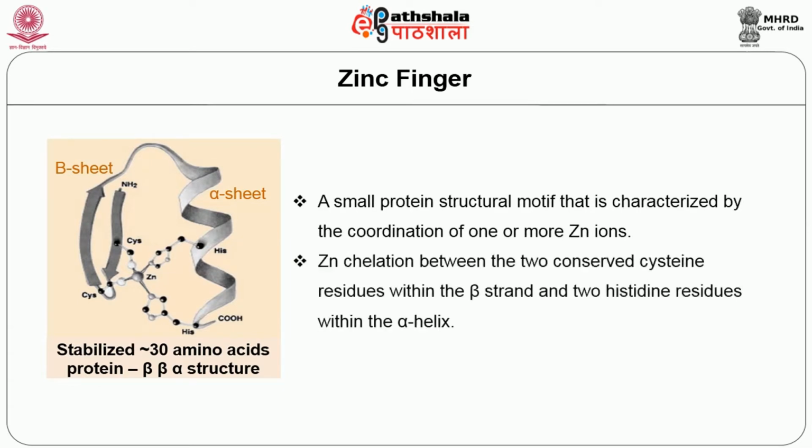You can see these are the cysteines. It will have an alpha helix structure and a beta sheet structure, these 2 are there, and you have cysteine residues on this beta sheet and histidines on the alpha helix. There are 2 histidines from the alpha helix, so it again forms a geometry convenient for it to create that finger-like structure, and that chelation creates a 3-dimensional structure enough for it to bind and perform its function.